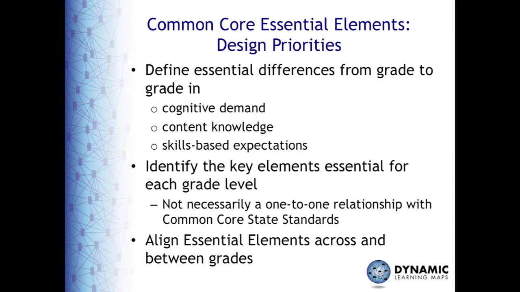The complexity of the content or skills addressed in the standards or essential elements contributes significantly to the complexity of these expectations. Other design priorities involved considering all of the standards at a given grade level when identifying essential elements, rather than trying to create a one-to-one correspondence between each standard and each essential element. While most standards have an essential element linked directly to them, there is not necessarily a one-to-one relationship between Common Core grade level standards and essential elements. That said, every effort was made to align the essential elements within and across grade levels.